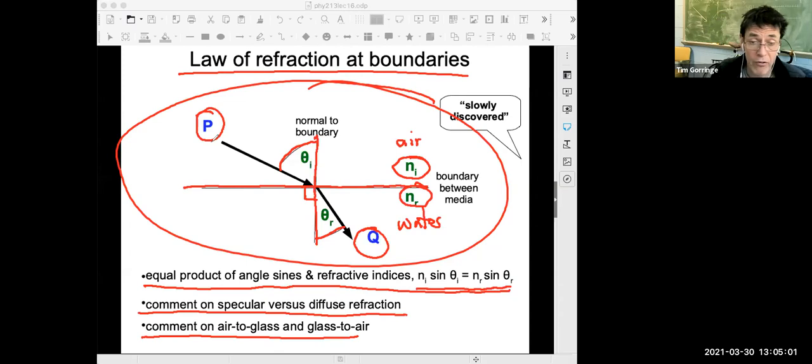So this law of refraction is great because it has both capabilities built into it. If you're traveling from lower to higher refractive index, you get bent towards the normal. If you're traveling from higher to lower refractive index, you get bent away from the normal. That's all built into that one law of refraction. It's called Snell's law, obviously after the scientist that discovered it.